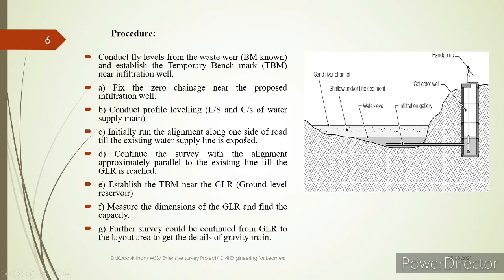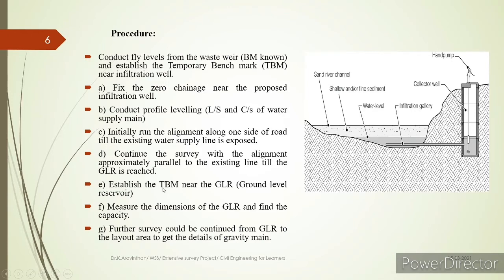Initially run the alignment along the side of the road. If you have the road, this survey has to be conducted adjacent to the road. Continue the survey with the alignment approximately parallel to the existing line till the ground level reservoir is reached. This is known as the water tank. So from the intake to the water tank, this LS and CS has to be conducted. Then establish the temporary benchmark near the ground level reservoir.